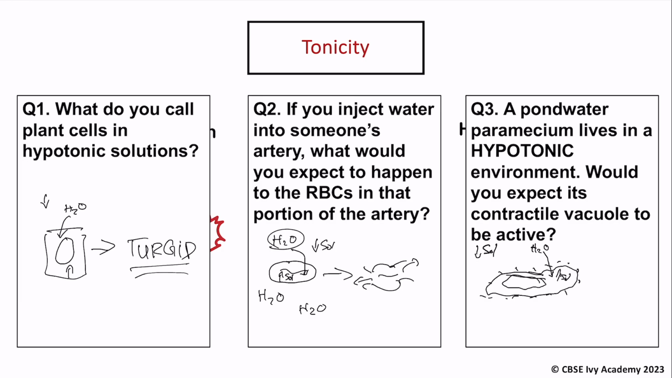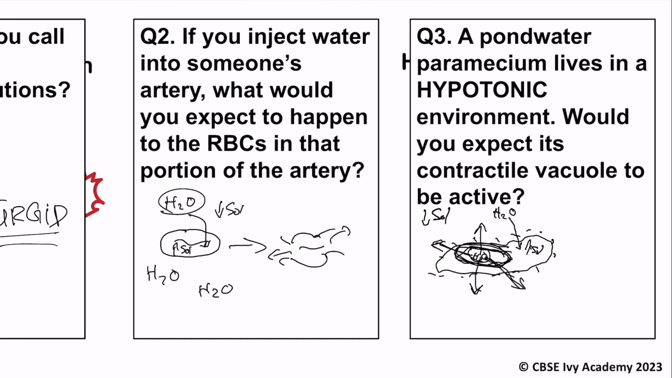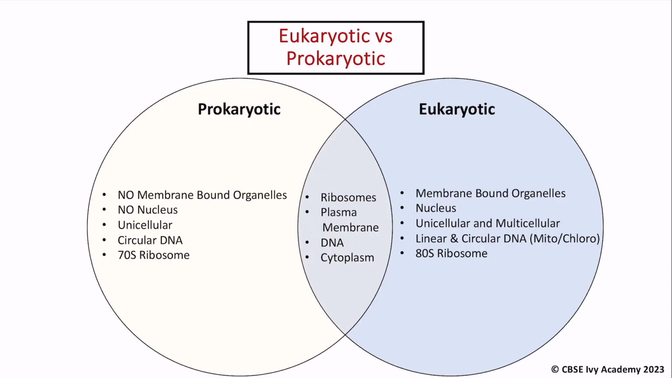So this contractile vacuole, you would expect it to be active because it will be actively trying to pump out all this water that's flowing into itself because it's in a hypotonic environment. So the water would be pumped out of the cell. All right, that's your last topic.